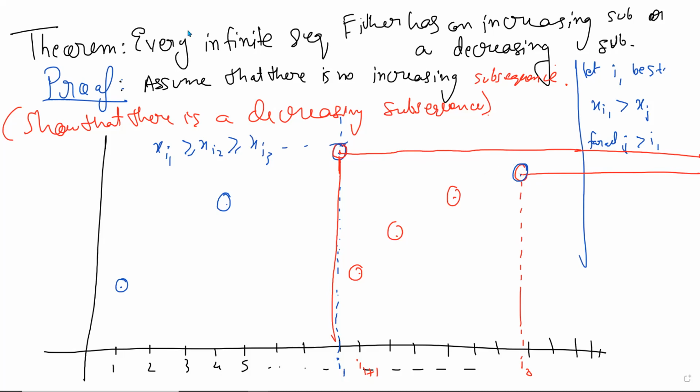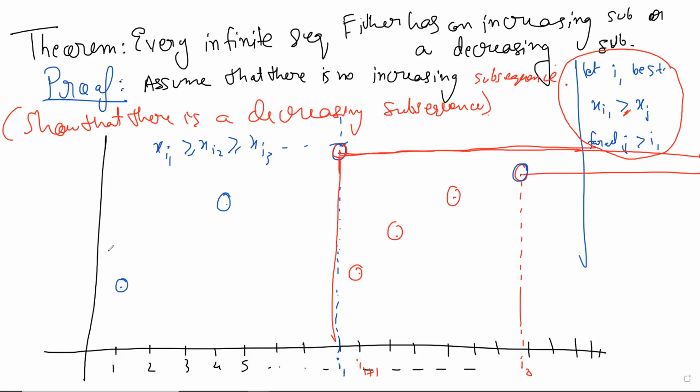So see the first box that I've drawn. This just says that all the terms after I1 are less than xi1. For all j bigger than I1, xj is less than or equal to xi1. It is clear that that is true, right? There will come a time when you will find such an I1, because if you don't find such an I1, then you'll get an increasing subsequence.